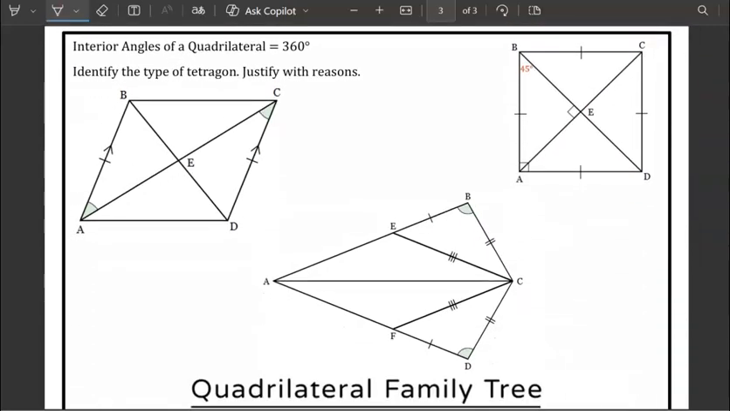Let's look at the last page on here. Interior angles of a quadrilateral is equal to 360 degrees. Identify the type of tetragon. Justify with reasons. All right, let's look at this one right here. We have some parallel sides and we have some angles here. And then we also know that these angles are going to be equal to each other because of their vertical angles. This is a parallelogram.